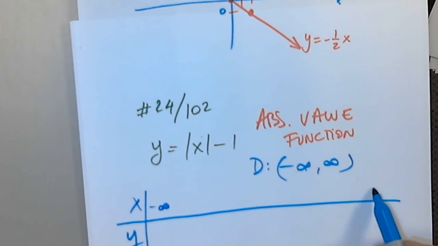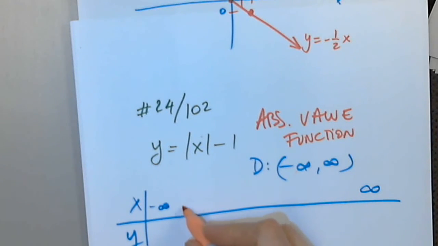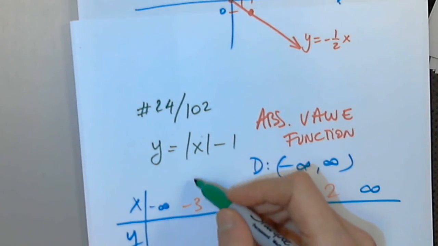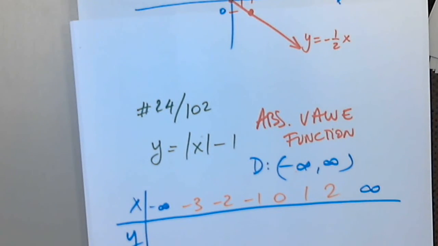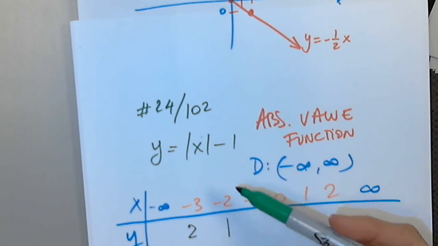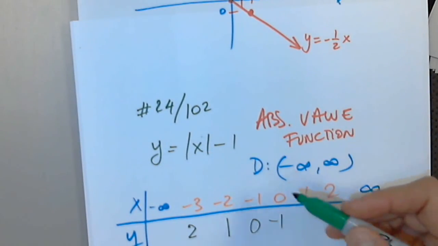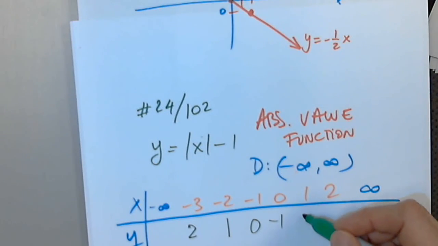Okay, so you said all real numbers. So let's plug in some numbers for x. Let's say negative 3, negative 2, negative 1, 0, 1, and 2. So let's determine the y values. Let's plug in negative 3. What is the absolute value of negative 3? Minus 1. That's it. Let's plug in negative 2. The absolute value of negative 2. Minus 1. Perfect. Let's plug in negative 1. Minus 1. Perfect. Let's plug in 0. Minus 1. Awesome. Let's plug in 1. Good. Let's plug in 2.